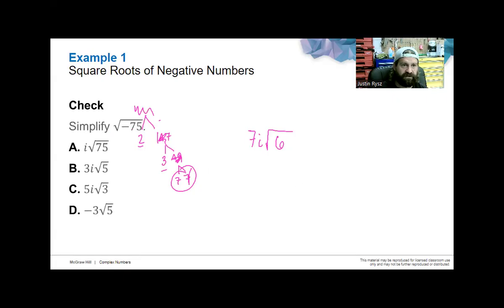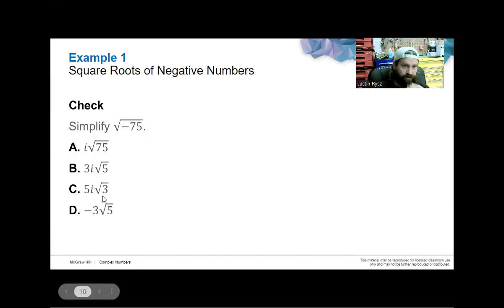All right, next, give this one a shot here, guys. See if you can do this. Pause the video. What is the square root of negative 75? All right, let's check our answer here.